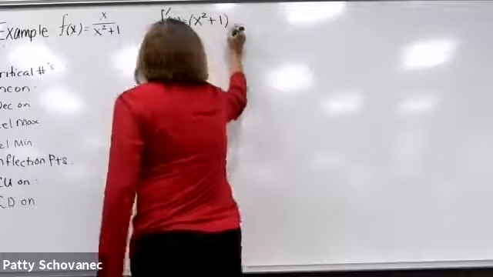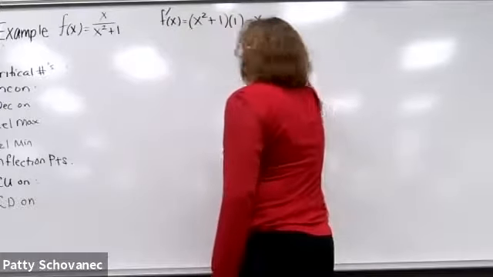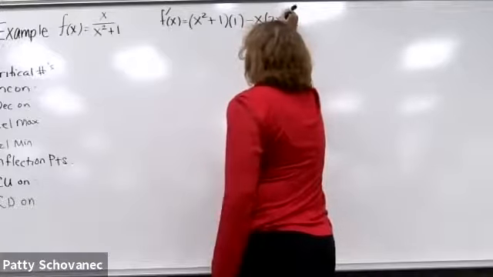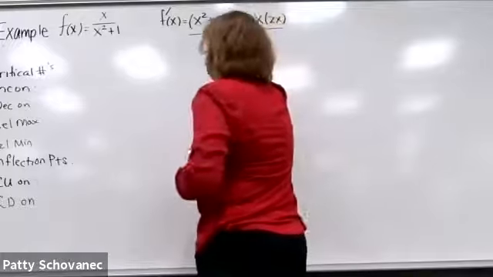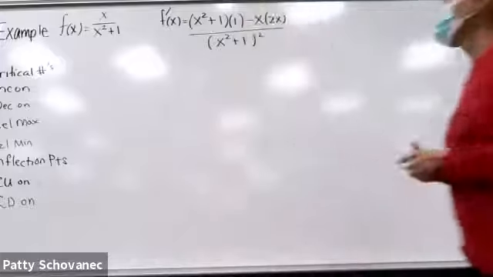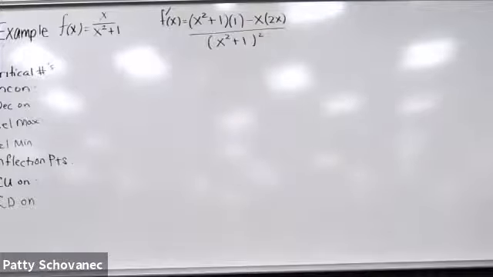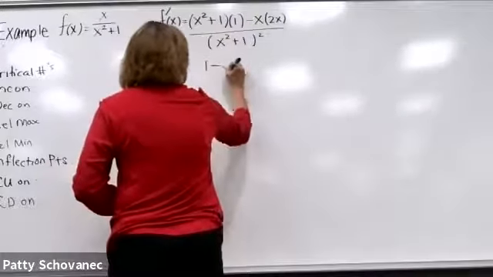Bottom times the derivative of the top minus the top times the derivative of the bottom over bottom squared. So what did your numerator simplify to? Apply that out, like terms, what'd you get? X squared plus 1. Negative x squared plus 1. All right, that is 1 minus x squared.